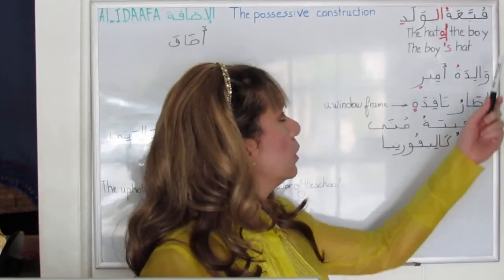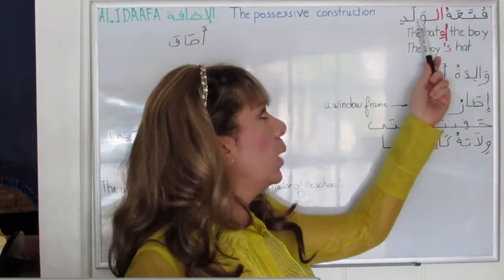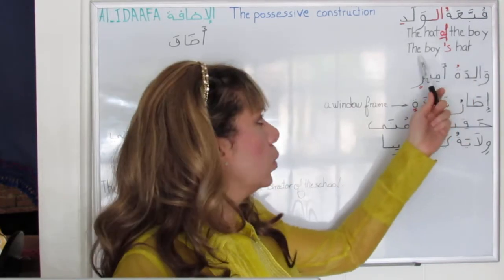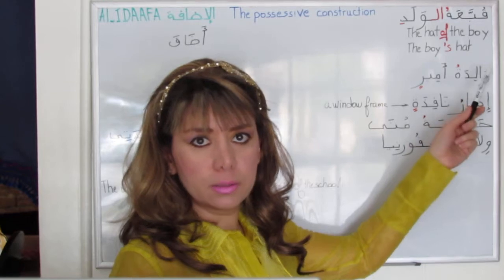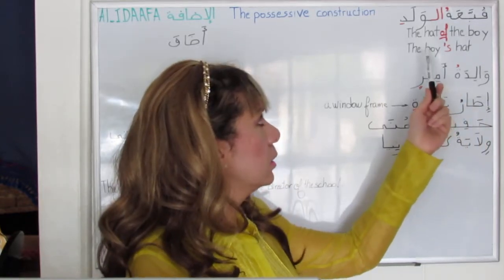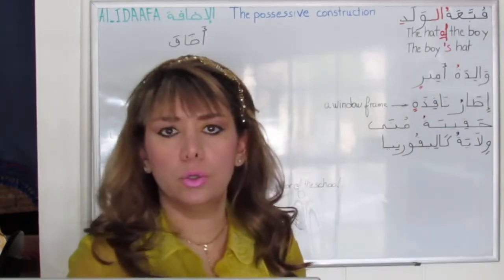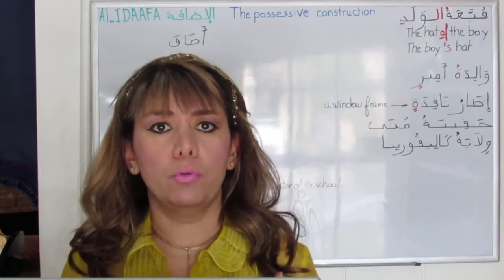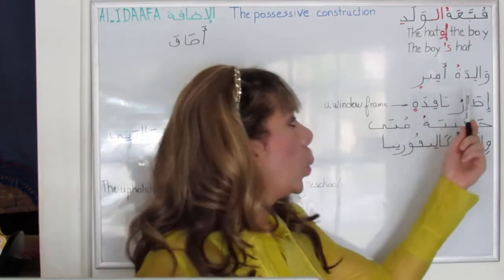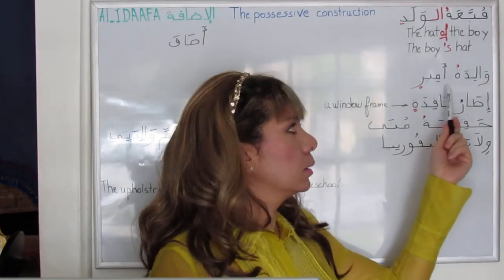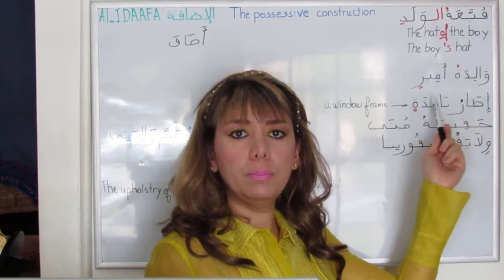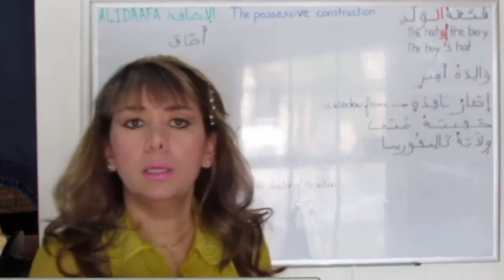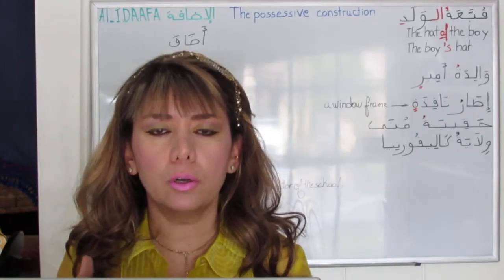For example, قبعة الولد, the hat of the boy, or the boy's hat. So the hat belongs to the boy, to possession. Or some other type of connection. والدة أمير, the mother of Amir, or Amir's mother. Here we have a maternal connection.